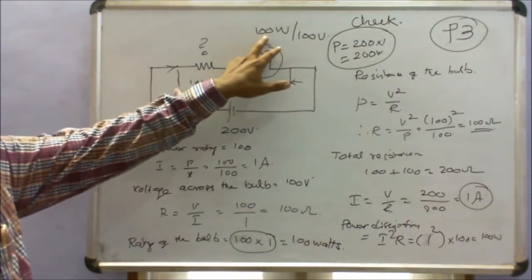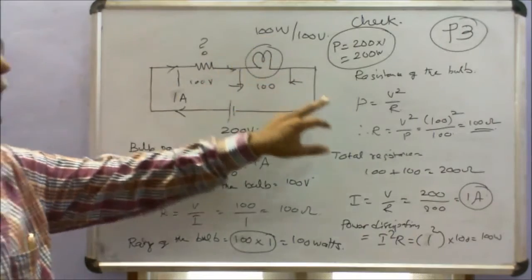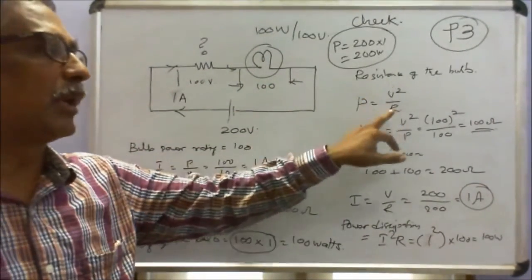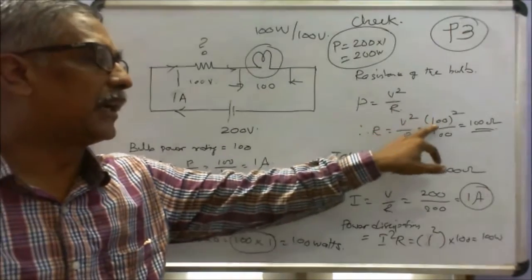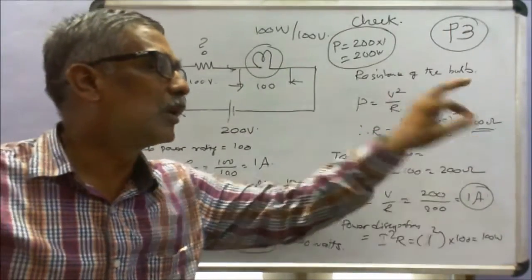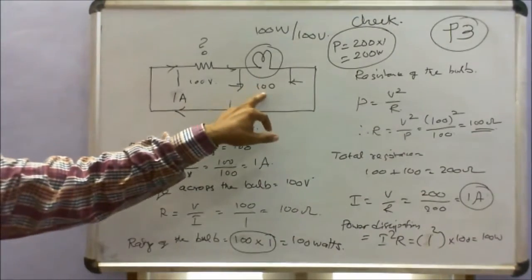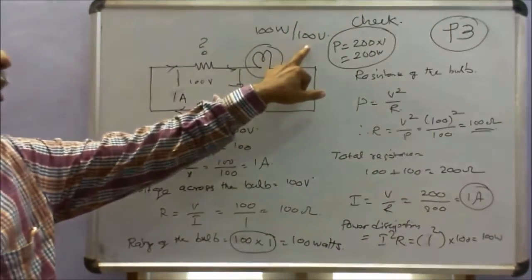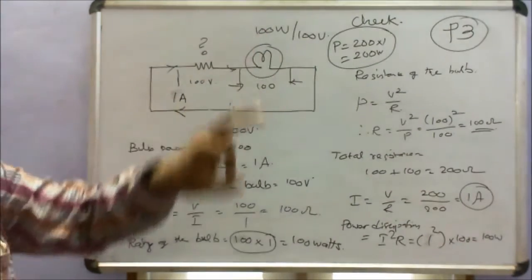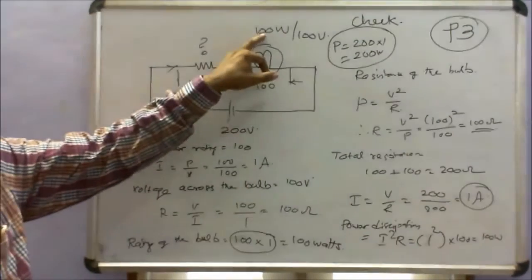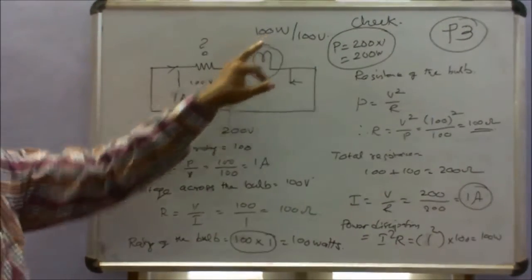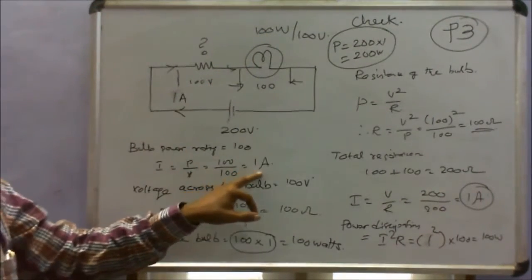Once we know the rating of the bulb, we can compute its resistance. Power P is equal to V square by R. Voltage is given, 100 square divided by 100 is equal to 100 ohms. This is 100 ohms. Resistance of the bulb is known, voltage is known, and power is known. What would be the current? Current I is equal to P by V, 100 watts over 100 volts, 1 amp.